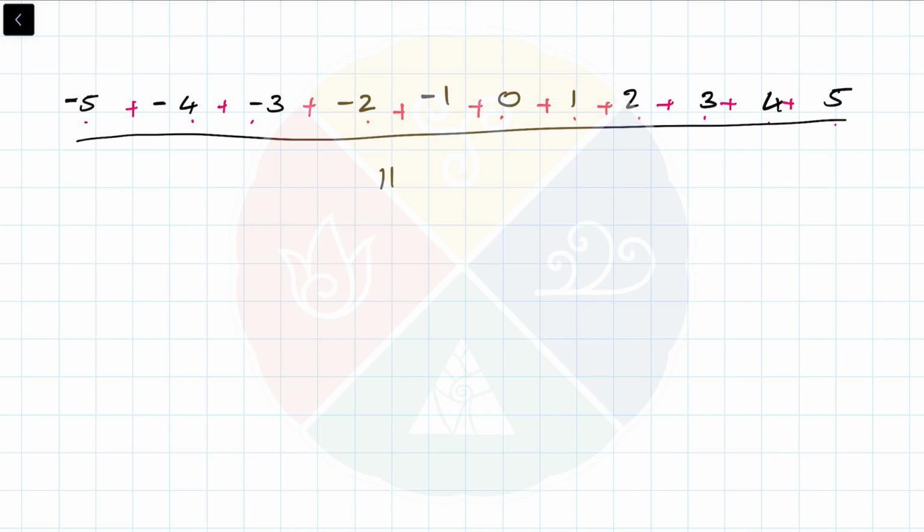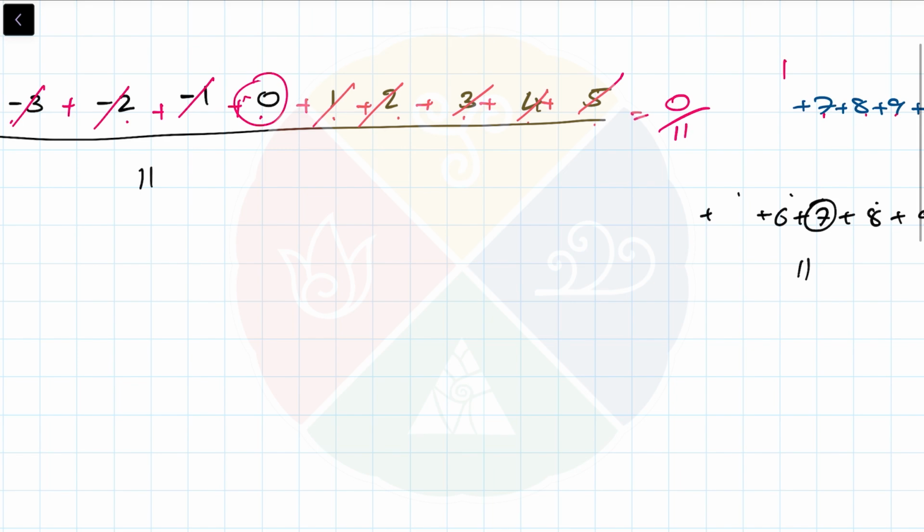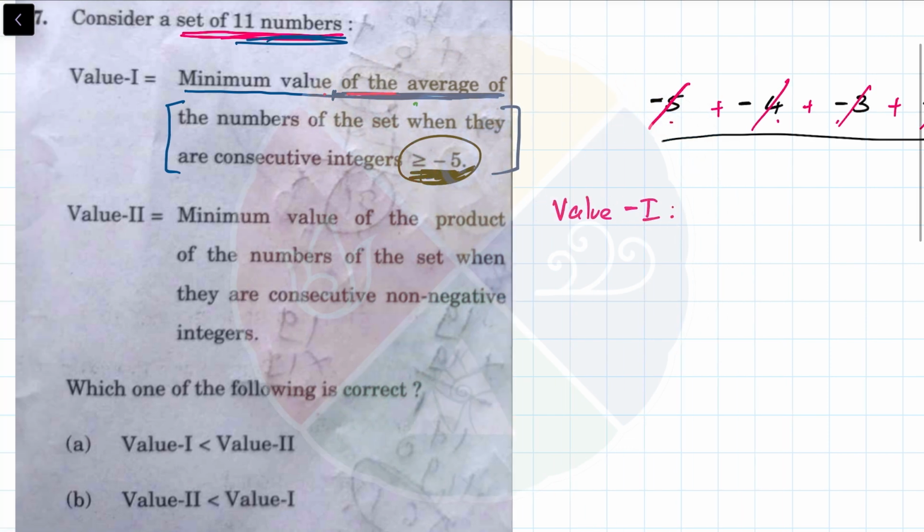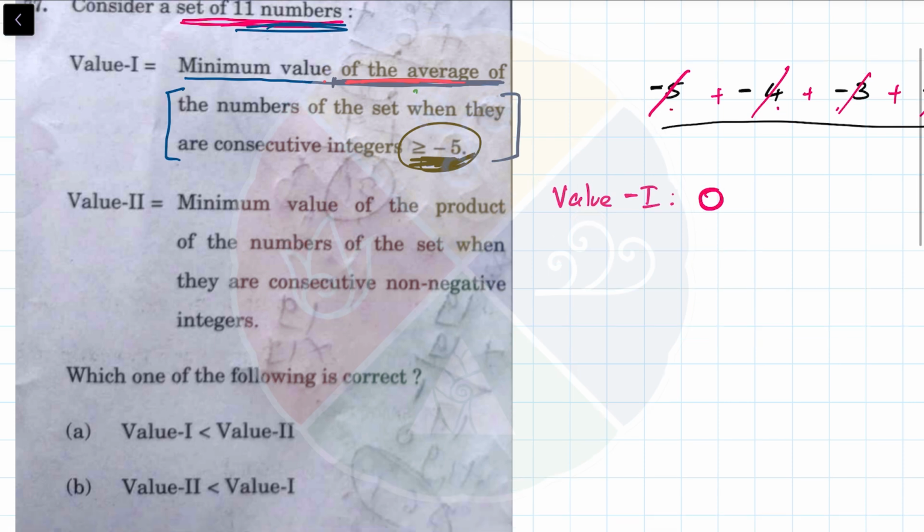If you are adding these values, you can just see, I told you, right, the minimum value will come from the middle. If you check, minus 5 and plus 5 will go, minus 4 and plus 4 will go, only 0 will be left. So this is anyway going to be 0 by 11, or simply 0. So the value 1 which we are talking about, that is the minimum value of the average of the number of sets when they are consecutive integers greater than 5, we are talking about the value 0.